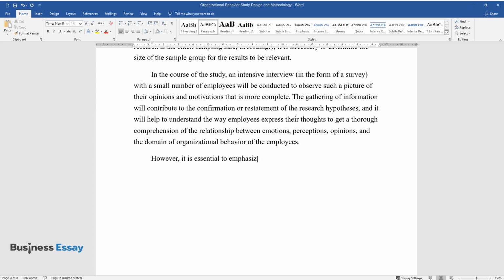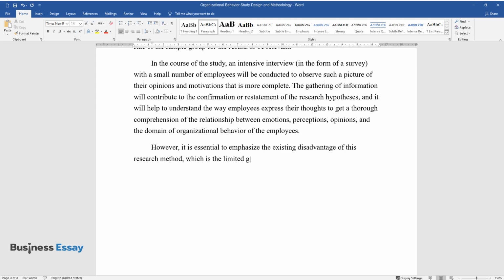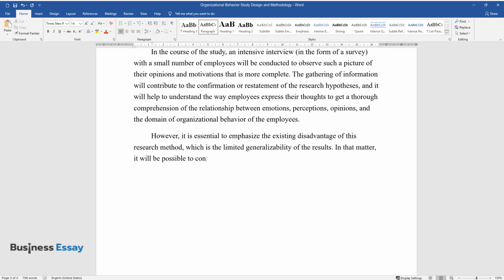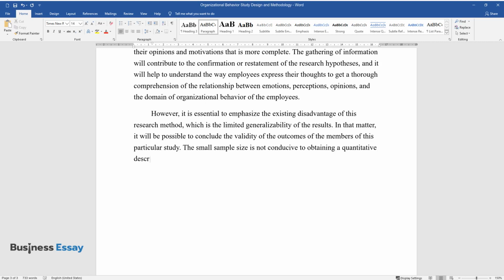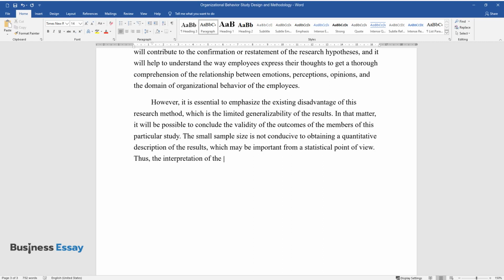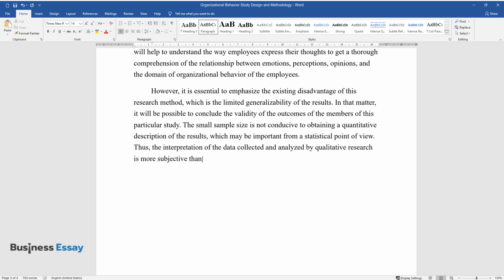However, it is essential to emphasize the existing disadvantage of this research method, which is the limited generalizability of the results. In that matter, it will be possible to conclude the validity of the outcomes of the members of this particular study. The small sample size is not conducive to obtaining a quantitative description of the results, which may be important from a statistical point of view. Thus, the interpretation of the data collected and analyzed by qualitative research is more subjective than the interpretation of the quantitative data.